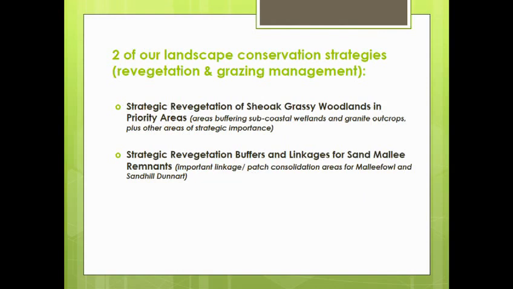So, in terms of those conservation strategies that we're focusing on, really it's about strategic revegetation of sheoak grassy woodlands, and we're looking at buffering subcoastal wetlands and granite outcrops as well as part of that strategy. And also sand mallee remnants are the other revegetation focus to a lesser extent, but there are some important areas where we're also thinking about linking and consolidating fragmented areas.